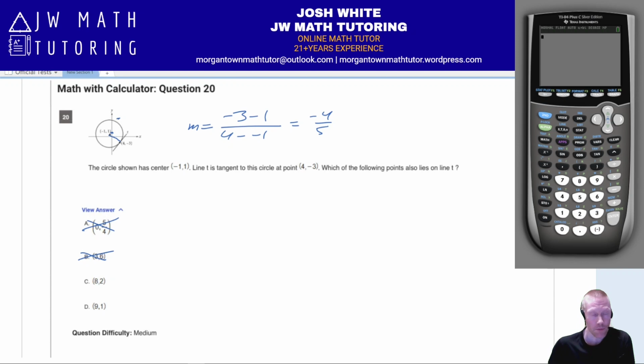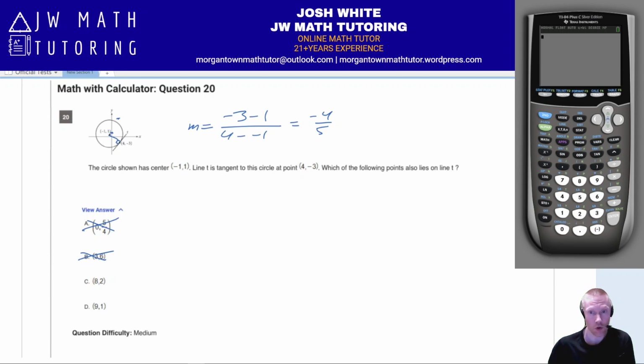Now, the piece of knowledge from geometry that you need to know is that whenever you have a line which is tangent to a circle, if you draw the radius, i.e. a line segment, from the center of the circle to that point of tangency, it will always form a right angle, i.e. the radius and the tangent line are perpendicular.